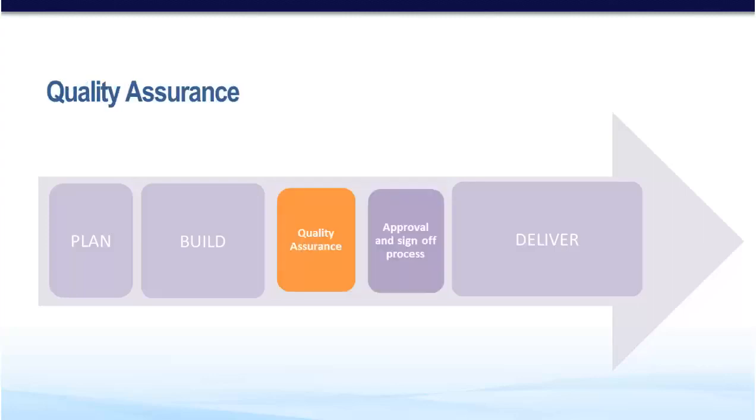The testing phase is split into two subsections. You have the quality assurance and the approval and sign-off process. Quality assurance is a process that ensures there's no mistakes in your email campaign. Here, we're not talking about things like spelling mistakes. We're talking about critical mistakes that would actually limit the likelihood of the campaign reaching its objectives.